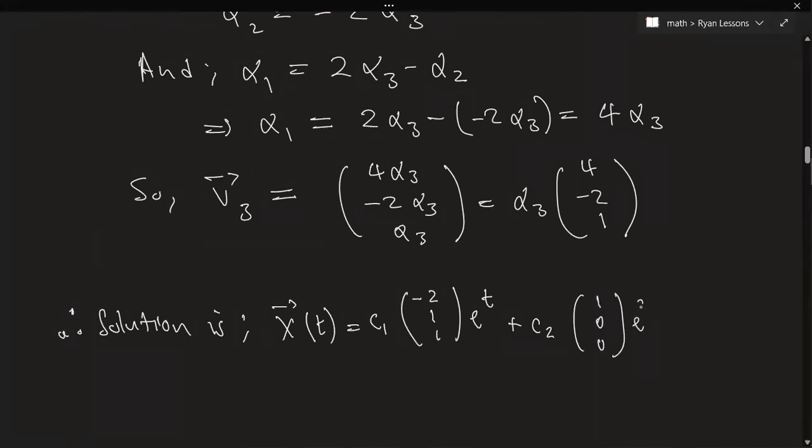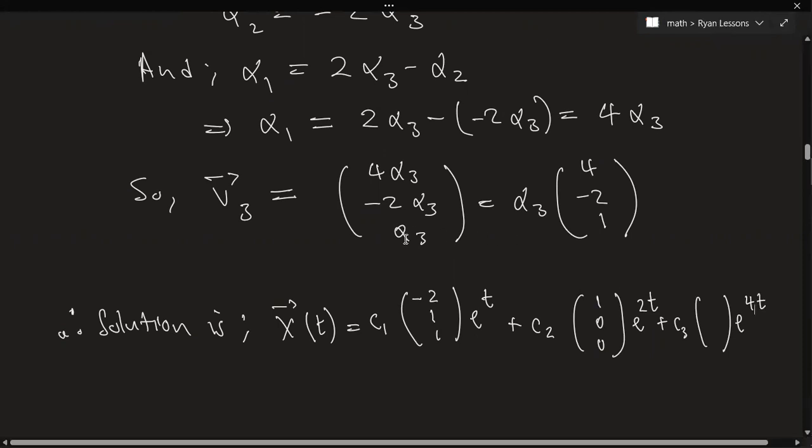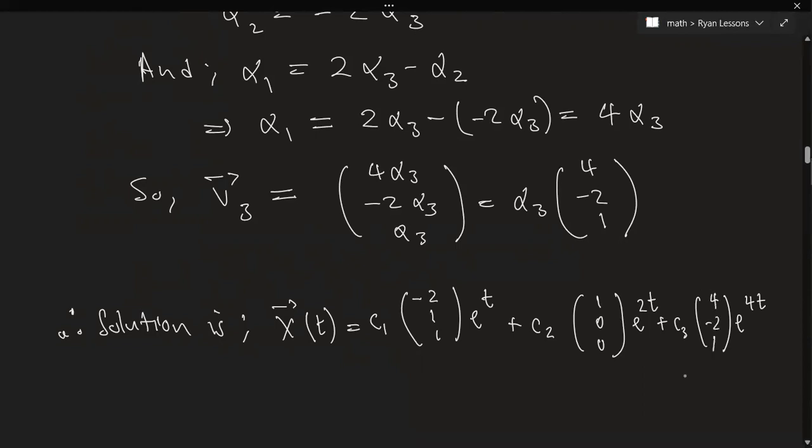Then you will have e to the lambda 2 t plus c3 e to the 4t. So for the last one, which is here, you can take this as your eigenvector. So you'll have 4, negative 2, 1. So this then becomes your solution for your linear system. So any questions on this?